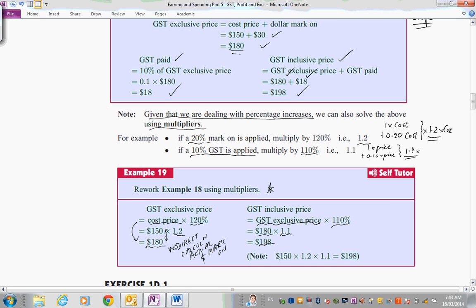Or you could go from the beginning right to the end in one fell swoop if you didn't want to know the intermediate prices. In other words, $150 with 20% mark on and 10% GST. What's the final selling price? There it is, all in one calculation. So how tricky do you want to get? It is handy to use this multiplier idea later on, and we'll see that again.